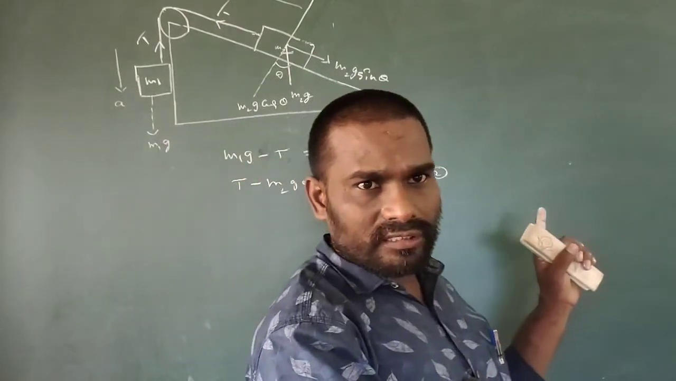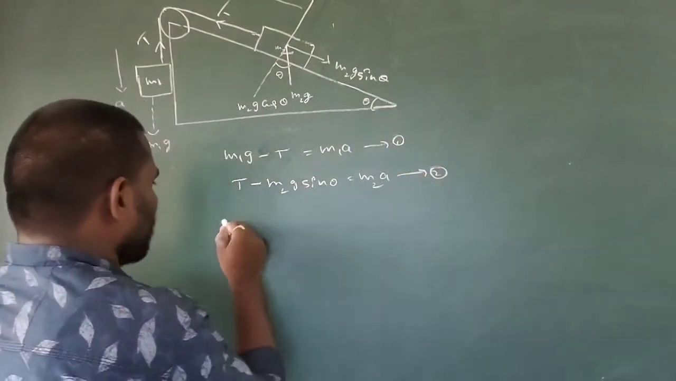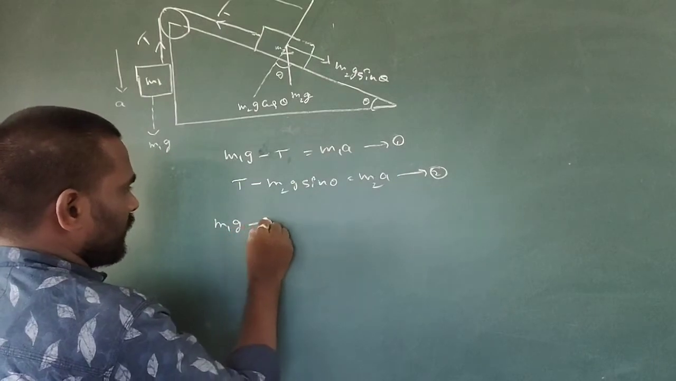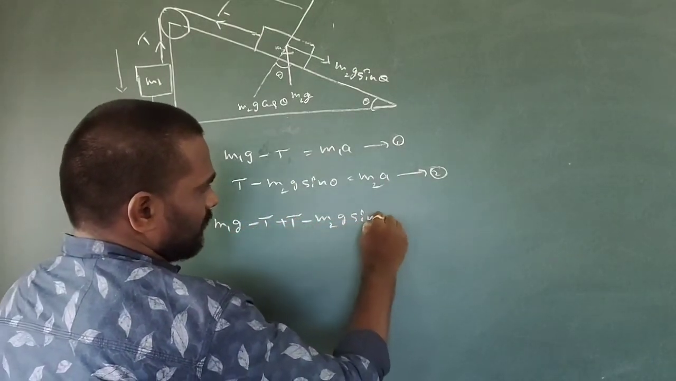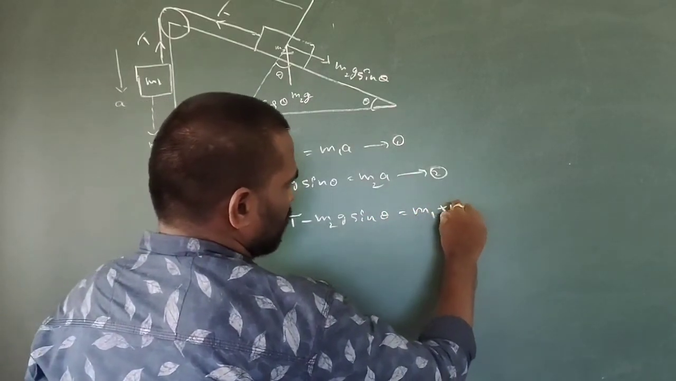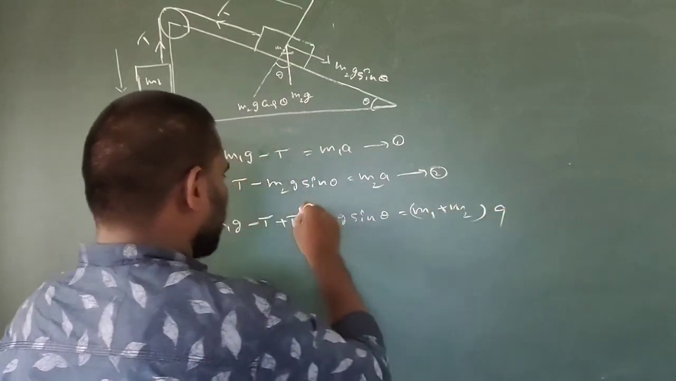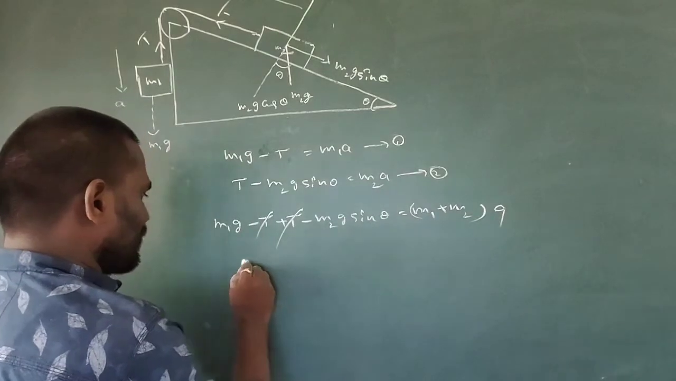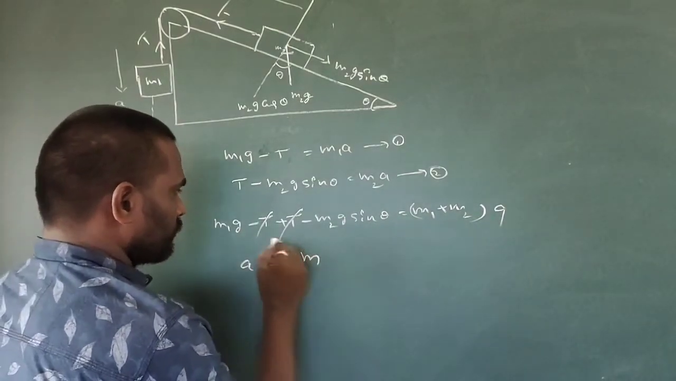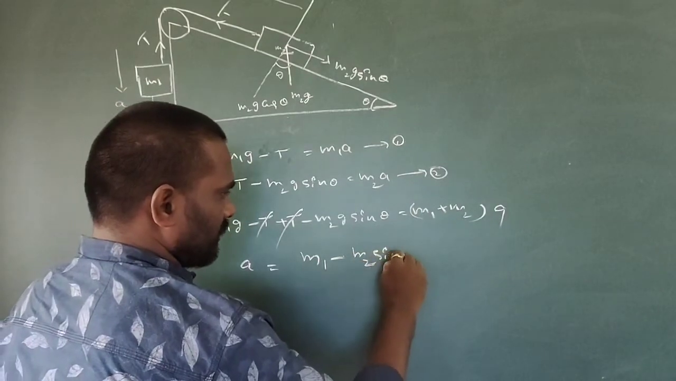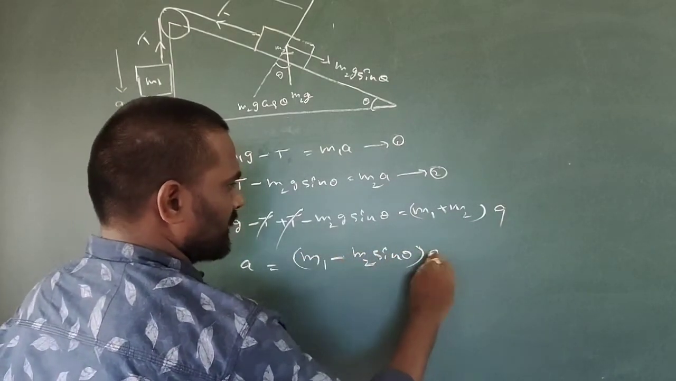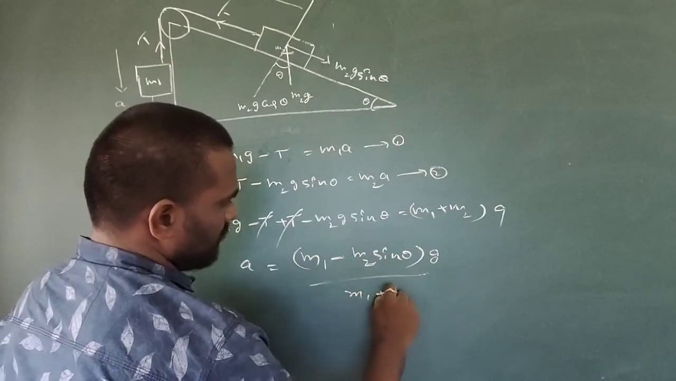Adding these two equations, you will get the acceleration. Then m1g minus T plus T minus m2g sin theta is equal to (m1 plus m2) into a. Here minus T and plus T cancel. Finally, the acceleration a is equal to (m1 minus m2 sin theta) into g by (m1 plus m2).